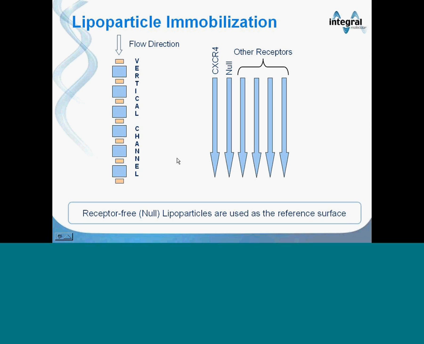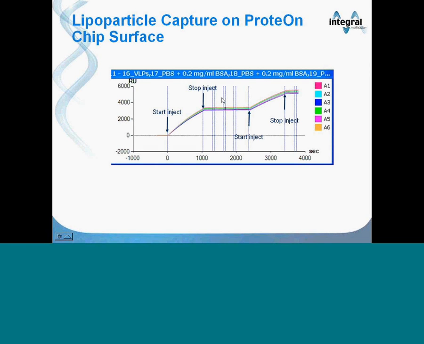This is actually an image of the chip surface that was taken under a microscope, and on this chip, we immobilized either green fluorescent lipoparticles or red fluorescent lipoparticles. And you can actually see the individual interaction spots on the surface of the chip in this image.